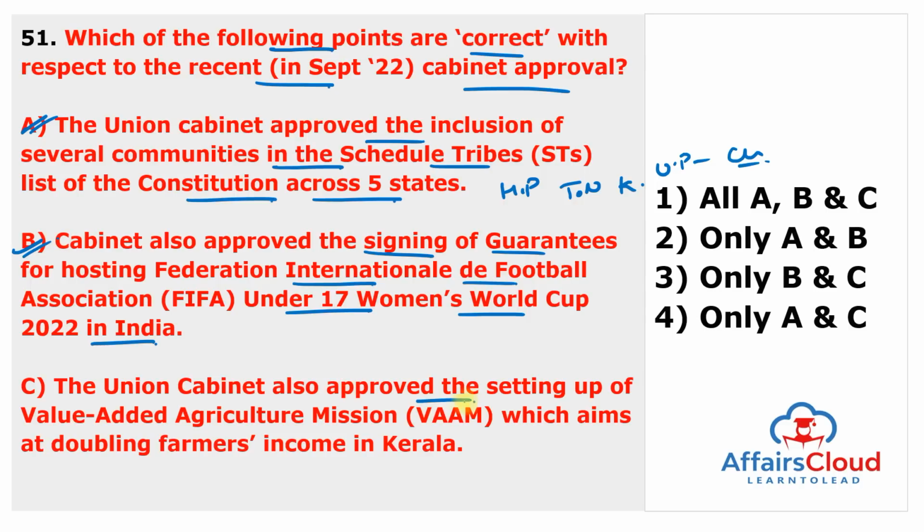The Union Cabinet also approved the setting up of a value-added agriculture mission which aims at doubling farmers' income in Kerala.